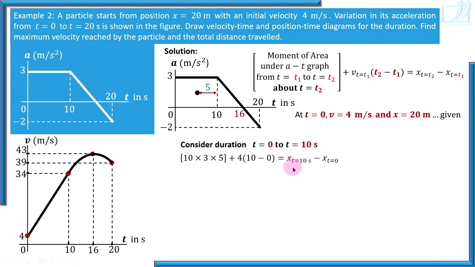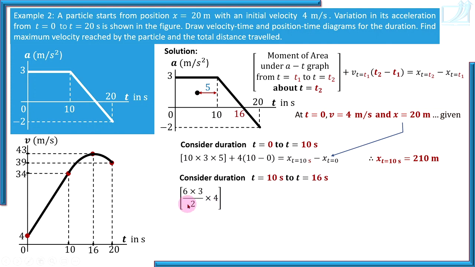This gives you final position minus initial position. Initial position is 20. Put it here and you will get the answer. This is the position at t equal to 10 seconds. Now next interval, 10 to 16.